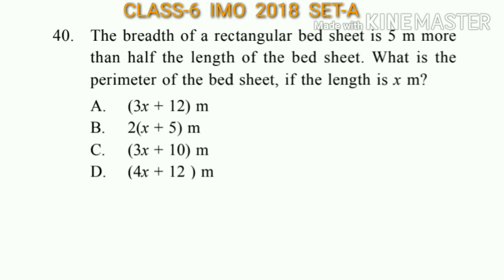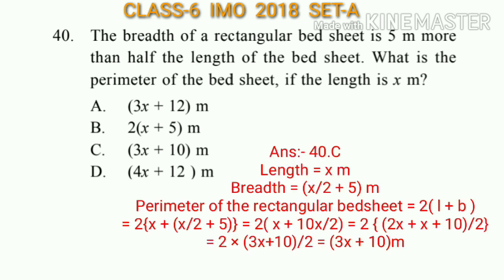Length is x meter. So breadth will be 5 meter more than half the length of the bedsheet. So it will be x by 2 plus 5 meter. Now perimeter of the rectangular bedsheet will be 2 into length plus breadth. It will be 2 into x plus x by 2 plus 5. If we solve this, we will get 3x plus 10 meter. So the perimeter of the bedsheet is 3x plus 10 meter, which is option C.